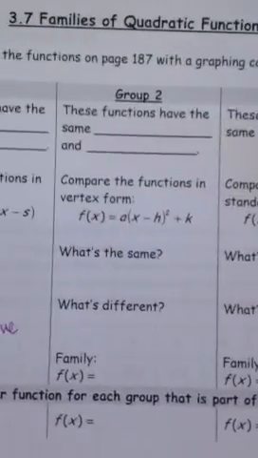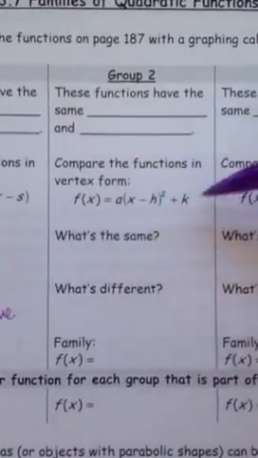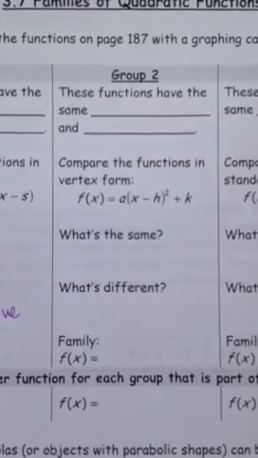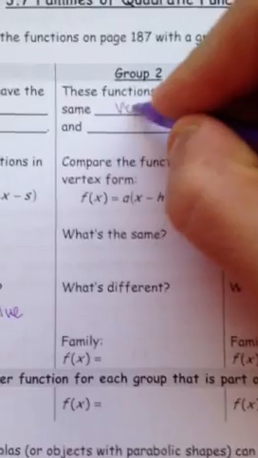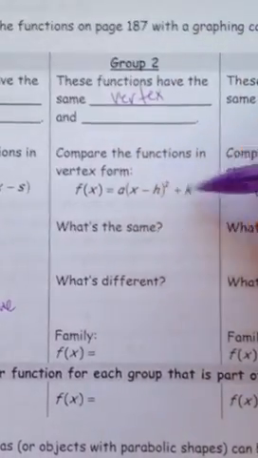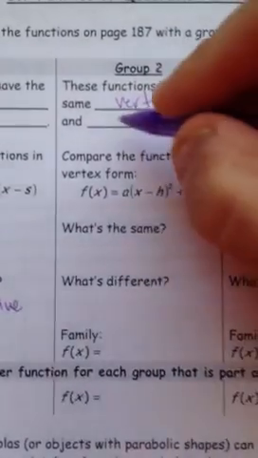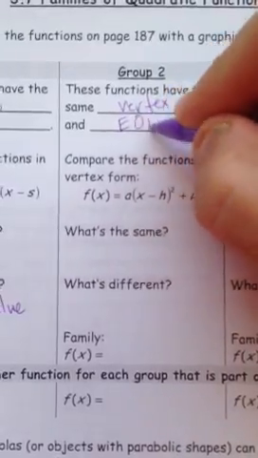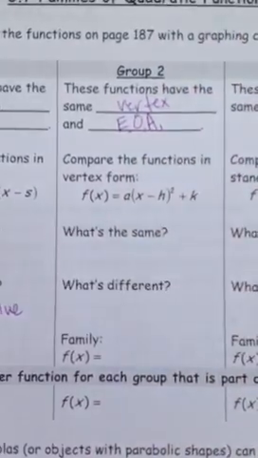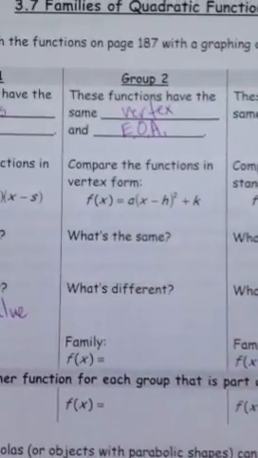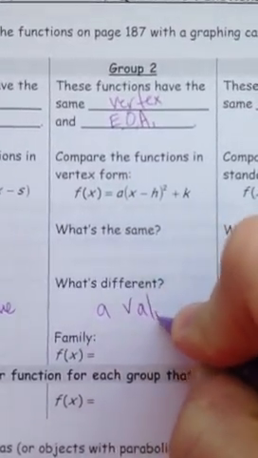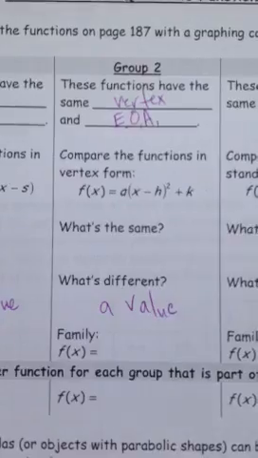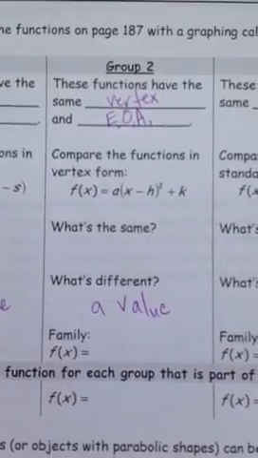Now if you look at group 2, vertex form, it's the exact same thing. What's the same is the vertex, because they will give you an h and a k. So the vertex will be the same. If the vertex is the same, then the equation of the axis is the same, because the vertex is always on the axis of symmetry. What is different, again, is your a value, which may be a vertical stretch or compression. We'll get back to that later on.